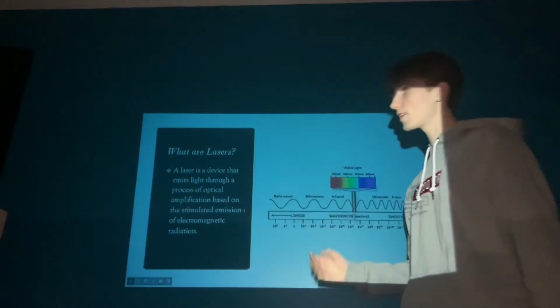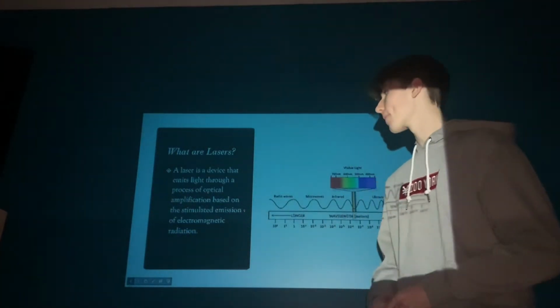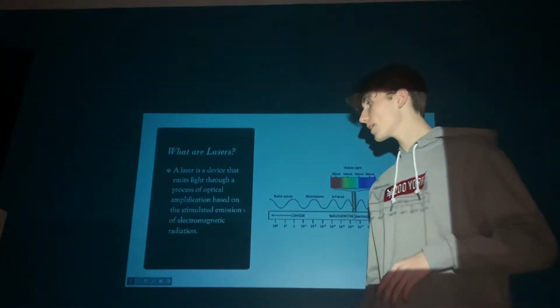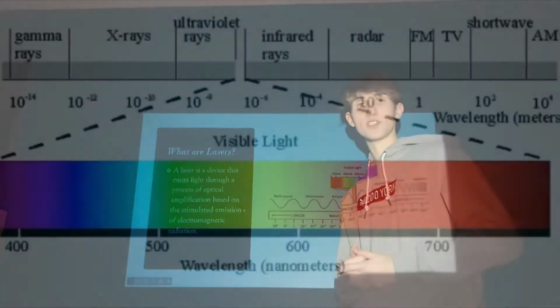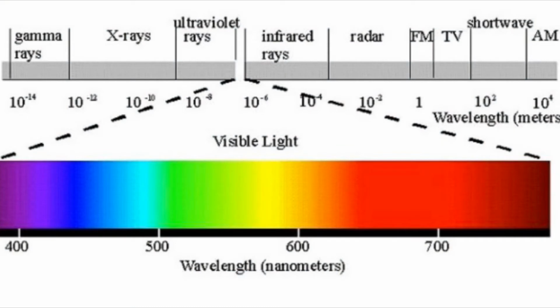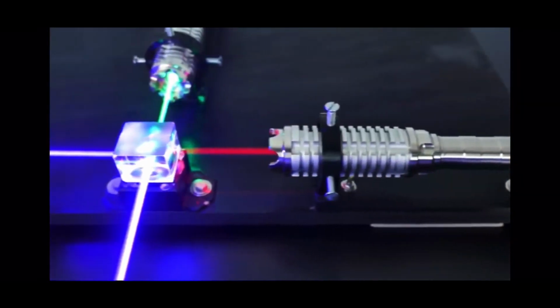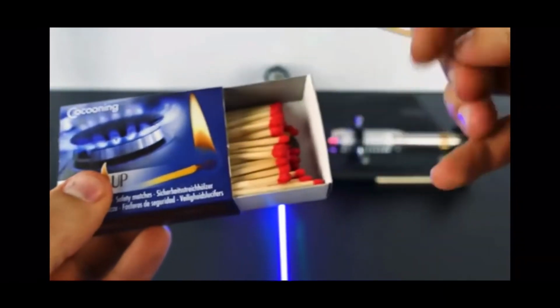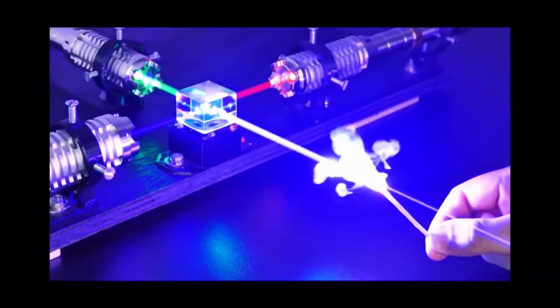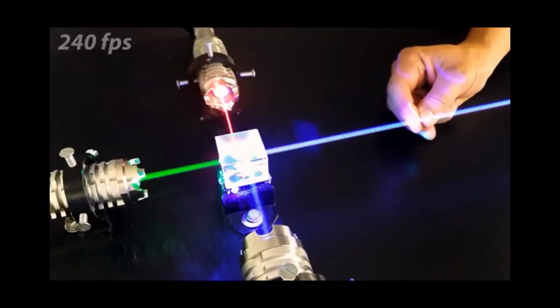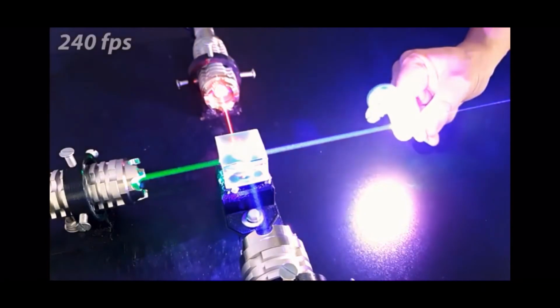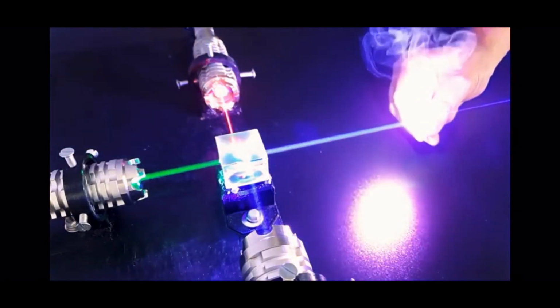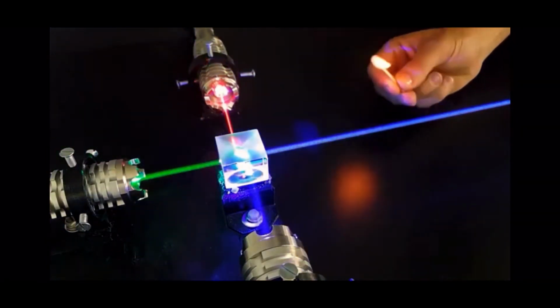So, what are lasers? A laser is a device that emits light through a process of optical amplification that is based on the stimulated emission of electromagnetic radiation. We can only see visible light on the light spectrum. Other rays of light are invisible to the naked eye. A laser beam is a device that produces an intense beam of light of a single wavelength or color. The light waves in a single beam are coherent, which means the waves vibrate in the same direction at the same time. As a result, a laser beam can transfer a great deal of energy.